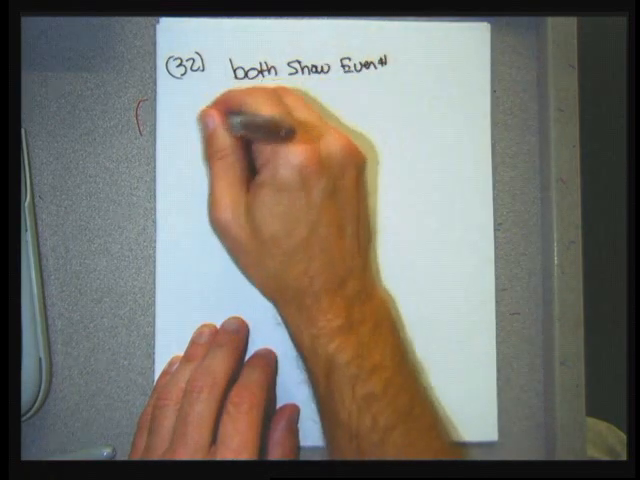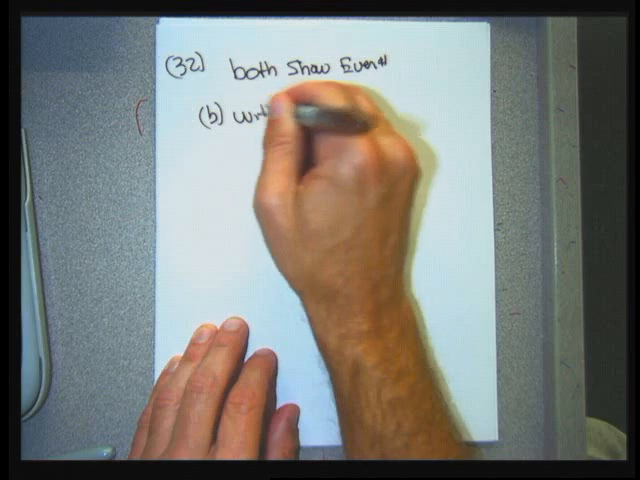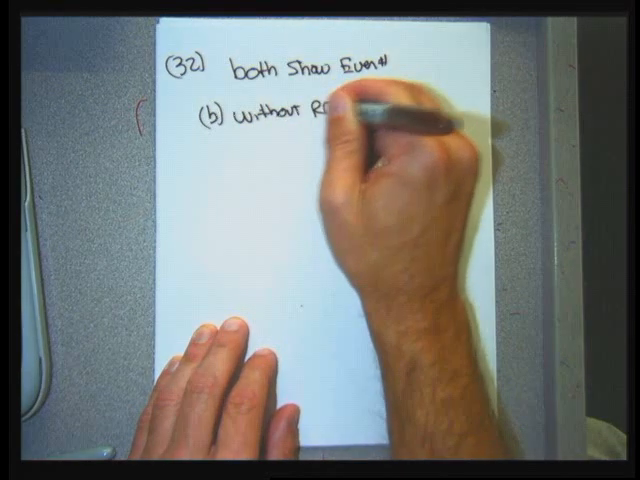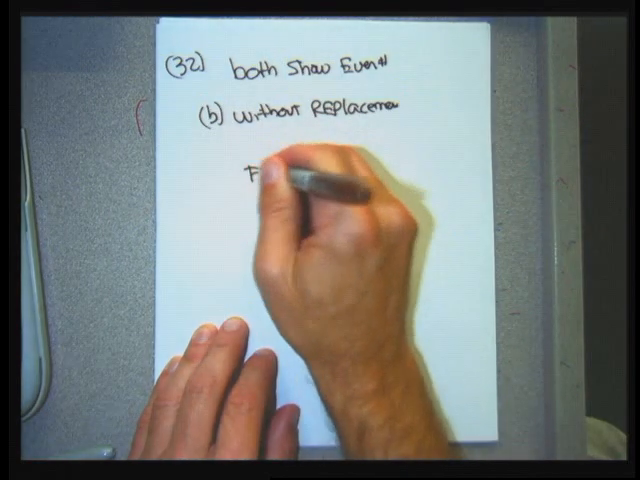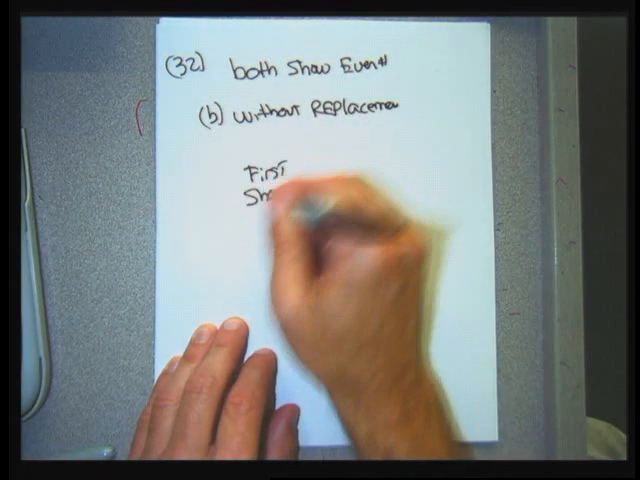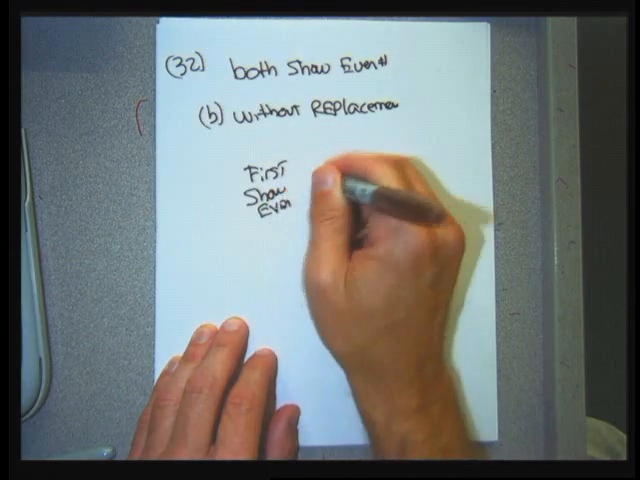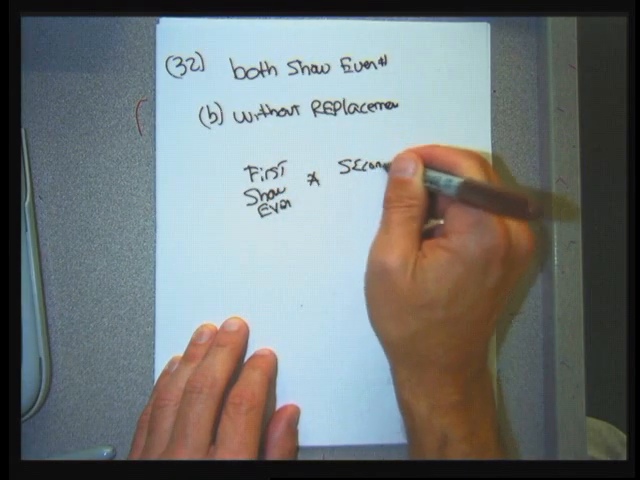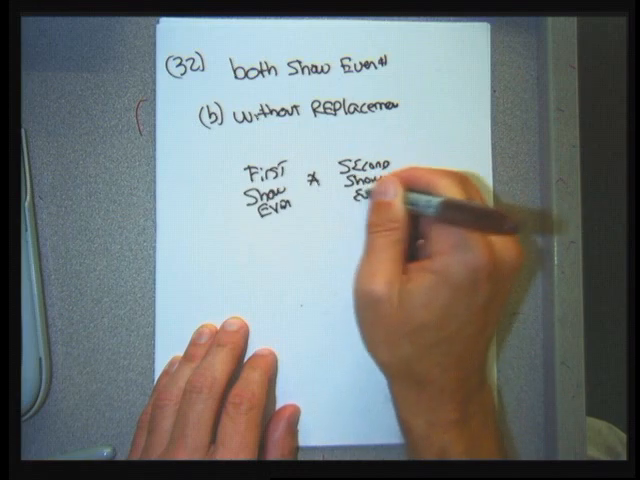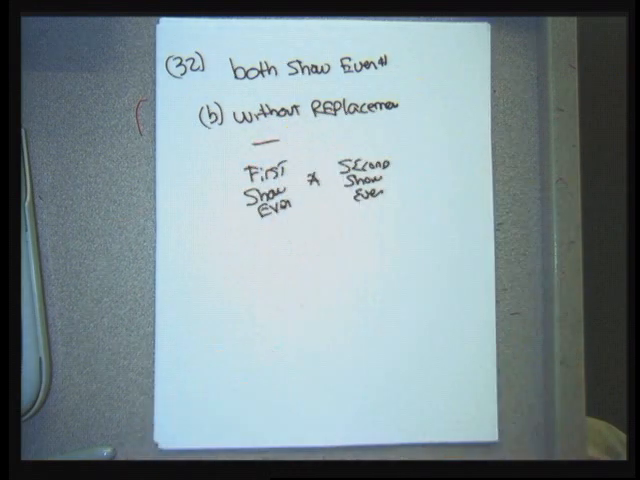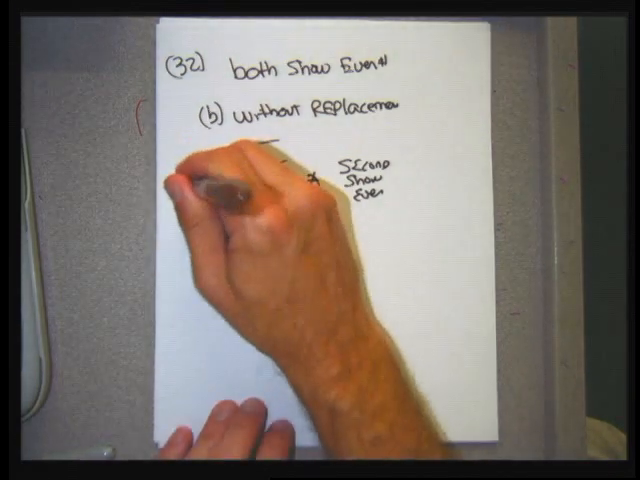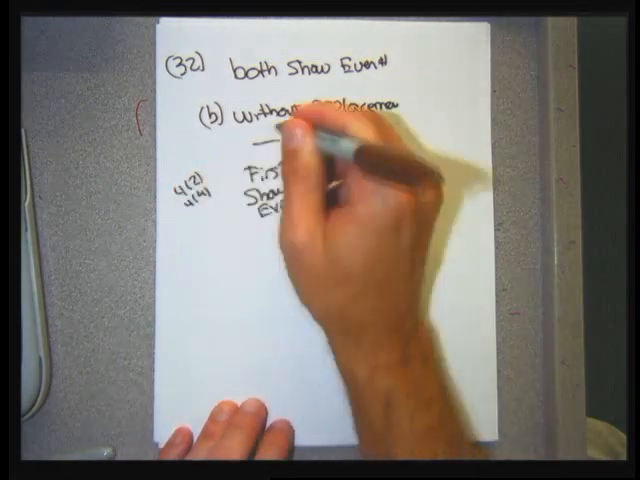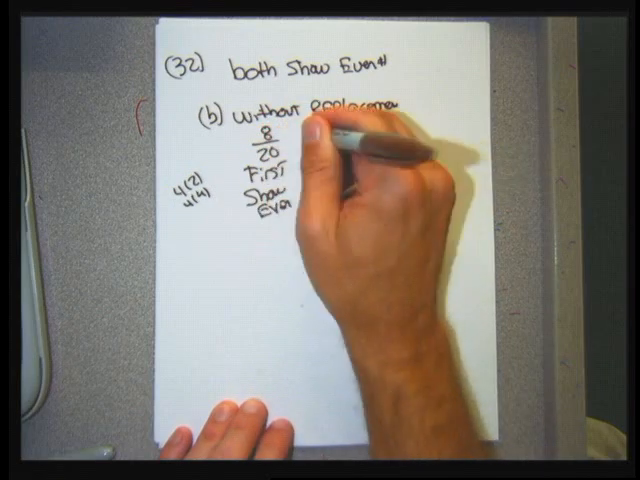So I'll do without replacement first. Just for me, that's easier. I might as well get the one I know I can get right. So I need the first to show an even number, and then the second to show an even number. The probability that the first shows an even number, I need to count through the cards. There's 4 2s and 4 4s, so there's 8 cards of the 20 that show an even number.